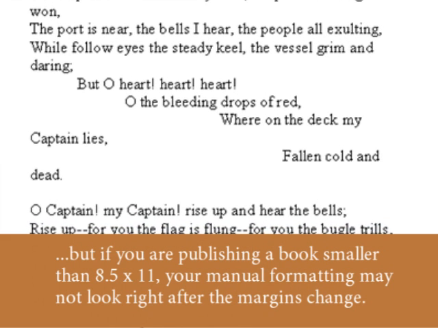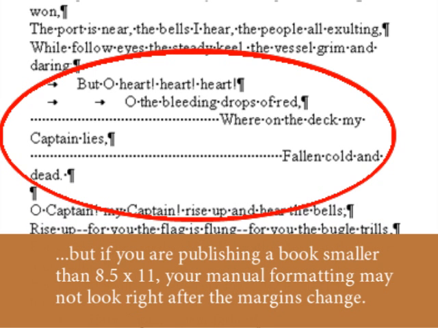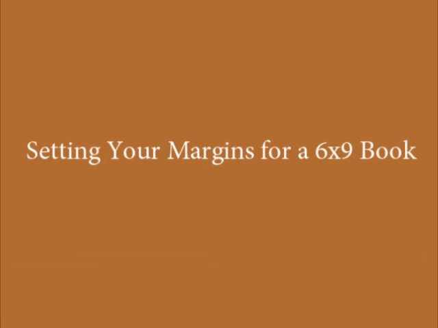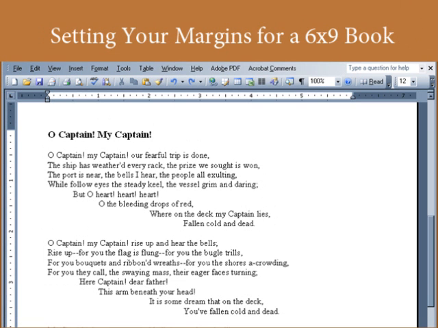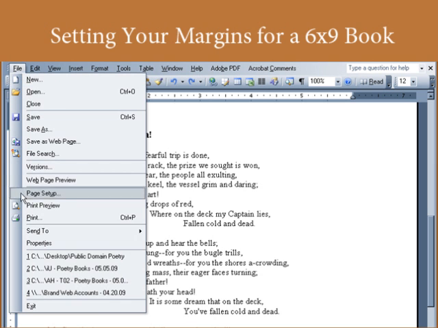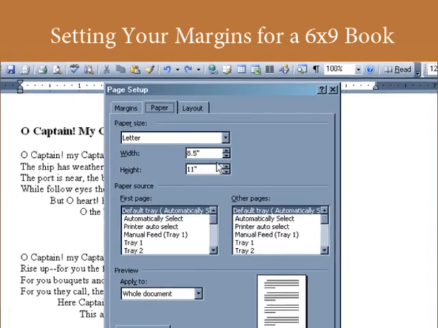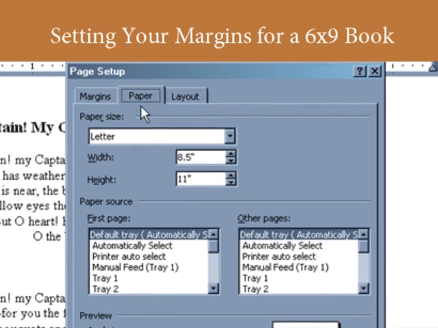This way you can see how the change in margins may affect the manual formatting in some of your poems, and if necessary, you can correct any errors you find. I'll show you how to change the margins to fit our most popular size for poetry books, 6 by 9. For Microsoft Word users, go to File and Page Setup. In the window that pops up, first go to the Paper tab and make sure that Letter is selected, and that your page size is 8.5 by 11.